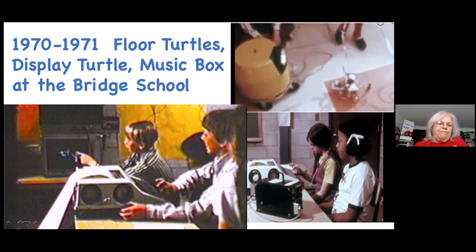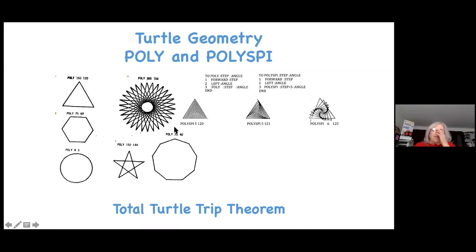As we explored what we could do with turtles, a theorem popped up, the total turtle trip theorem. If the turtle, or you as the turtle, because we played turtle a lot, started walking and went forward a fixed amount and turned left or right a fixed amount, you would come back to your starting position, or you would be walking in a straight line to infinity. But if you modified the steps that you took, you would walk in a spiral.